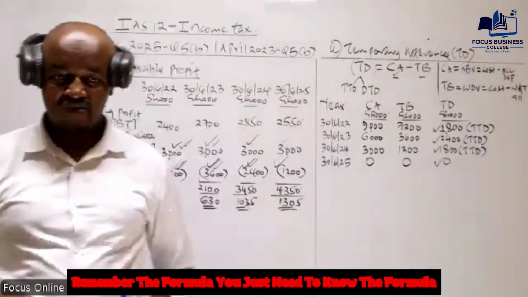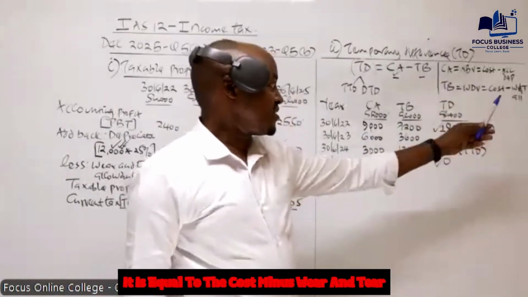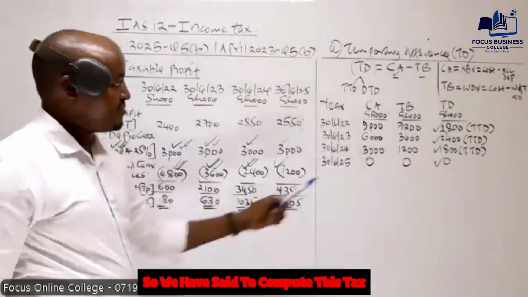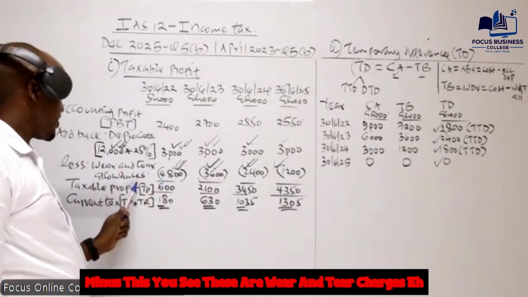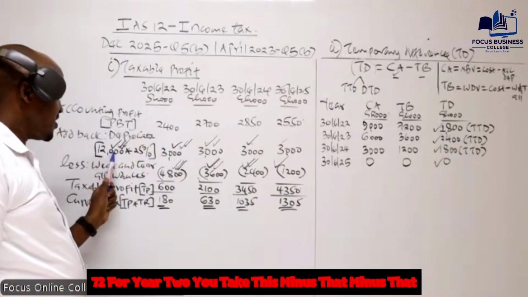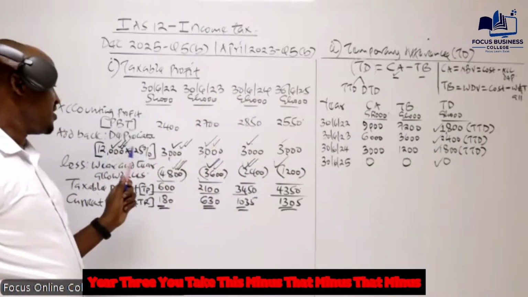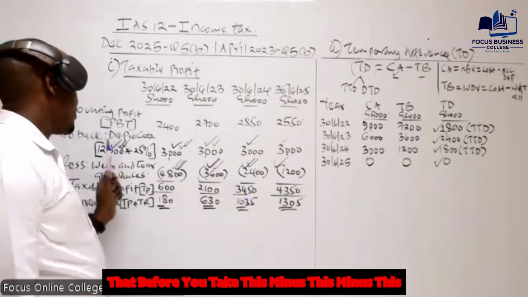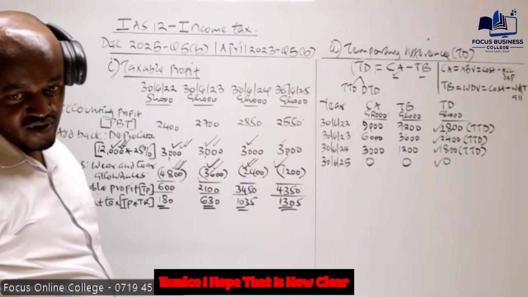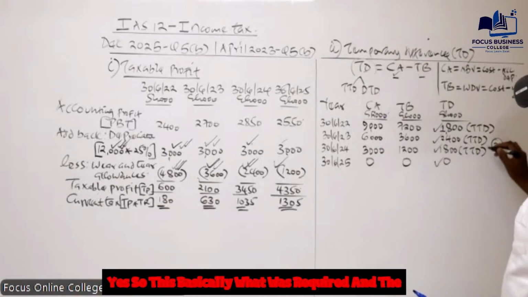You just need to remember the formula of computing the tax base. Tax base, we have said, is the written down value. It is equal to the cost minus wear and tear allowances, just the way we have computed this one. To compute this tax base, you take the cost minus this. You see these are wear and tear charges, or wear and tear allowances. For the first year, you take this minus that, you get 72. For year 2, you take this minus that, you get 36. In year 3, you take this minus that, minus that, minus that. Year 4, you take this minus this, minus this, minus that, minus that, which basically gives us 0. I hope that is now clear. So this is basically what was required.